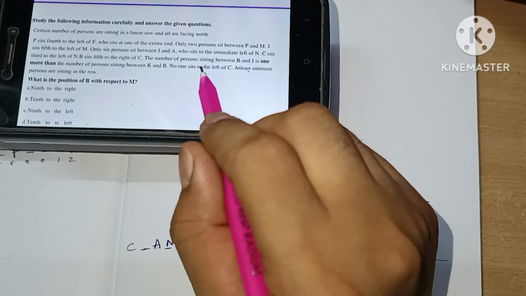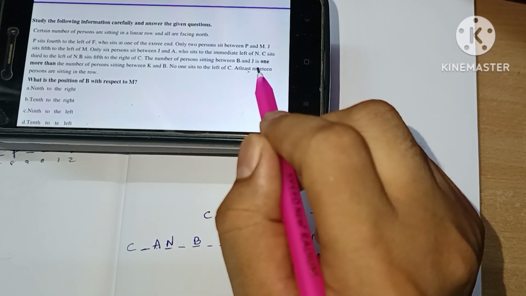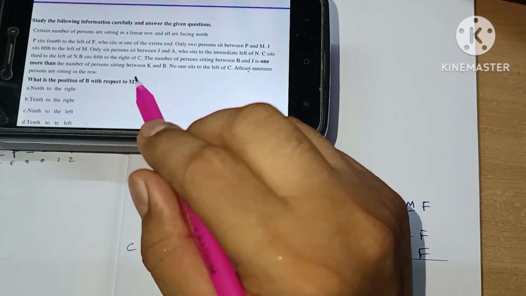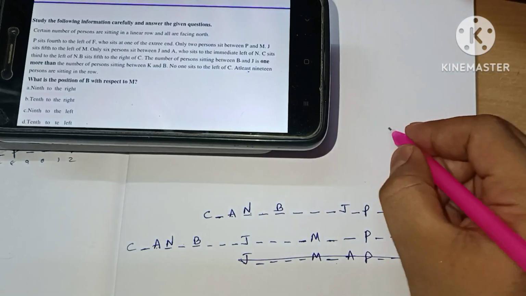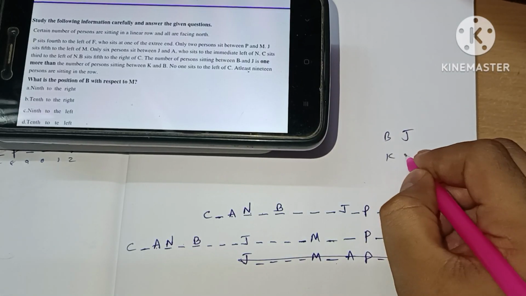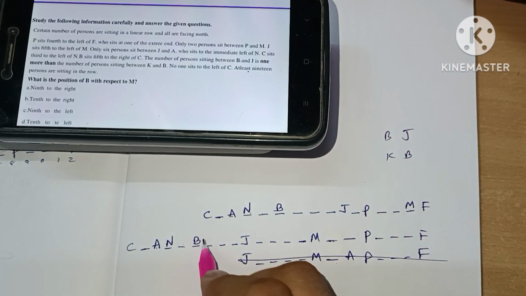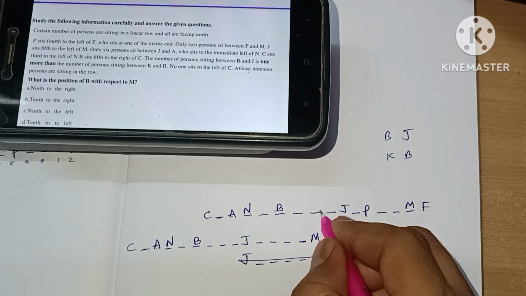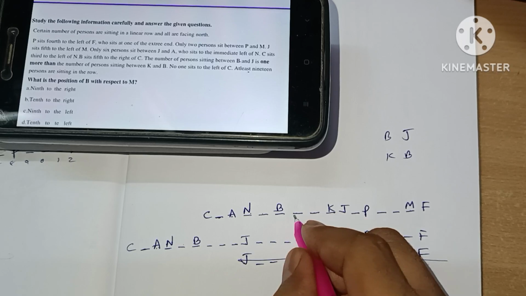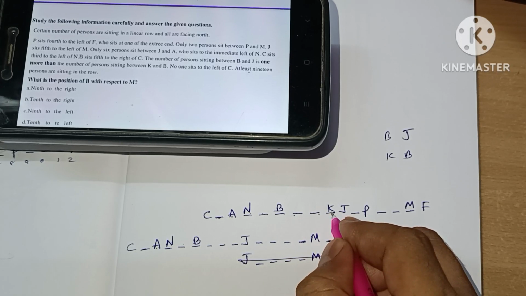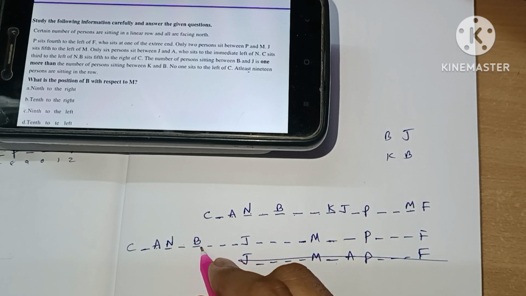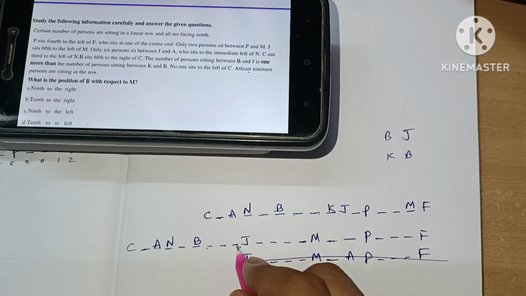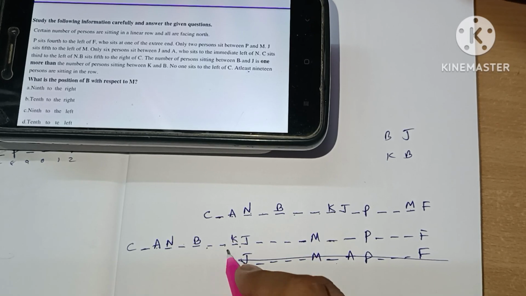Next, the number of persons sitting between B and J is one more than the number of persons sitting between K and B. B and J, 1, 2, 3. One more than K and B means K and B has only 2 in between them. 1 and 2. K's place is here. So 3 means B and K has only 2 people. Okay, we got this one.